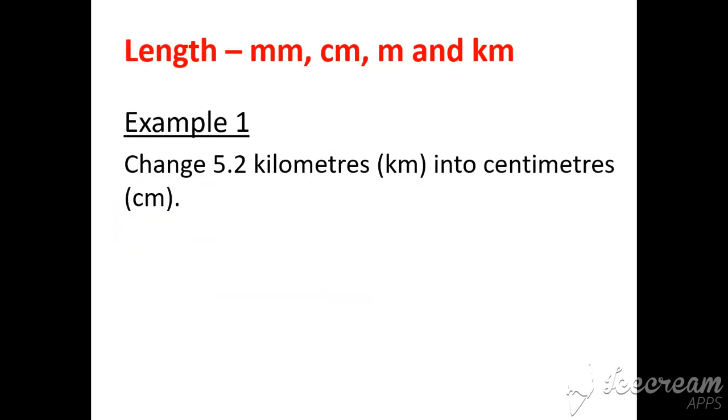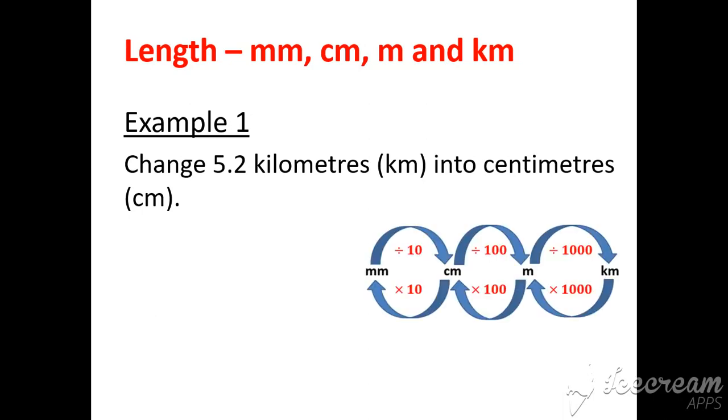All right, let's get into some examples. Example 1, let's change 5.2 kilometers into centimeters. So we're going to work out how many centimeters are in 5.2 kilometers. Here's our flow diagram, and we are starting with kilometers right down the end, and we've got to go back to centimeters. So this is what we're going to have to do.